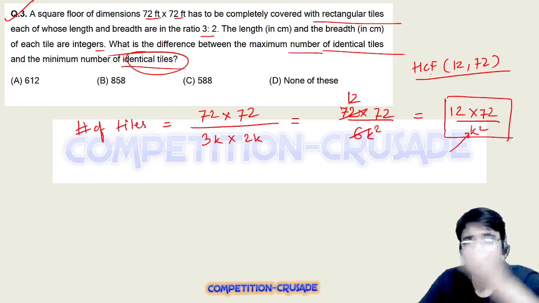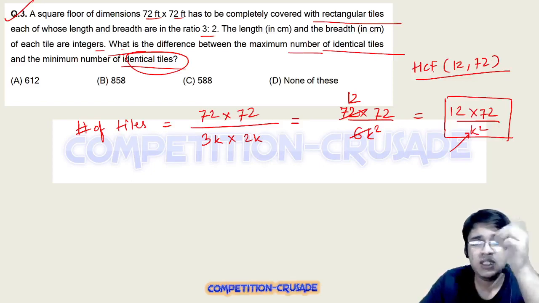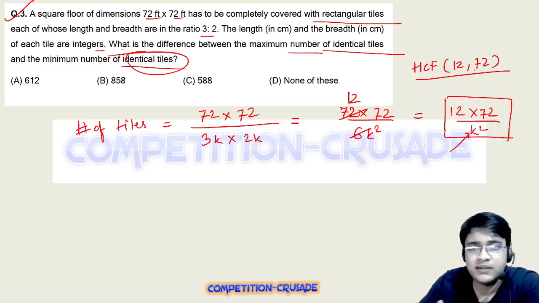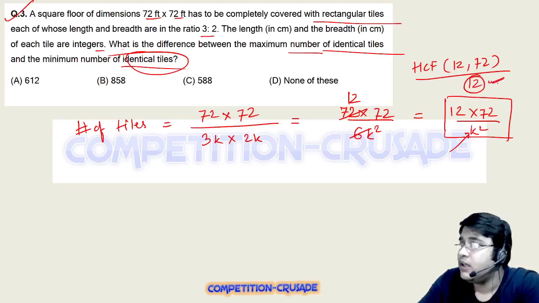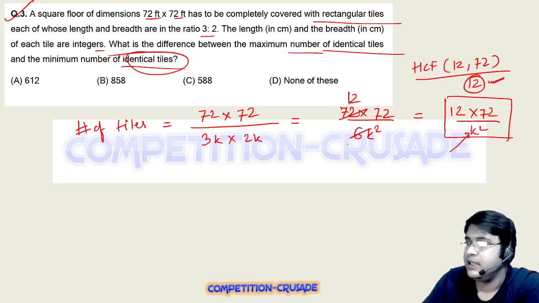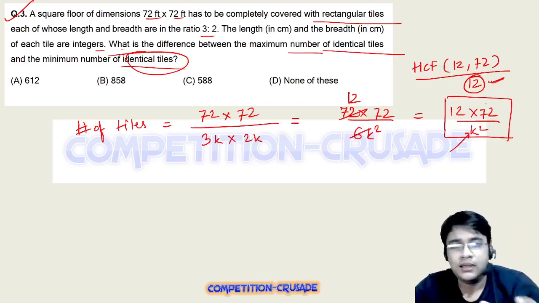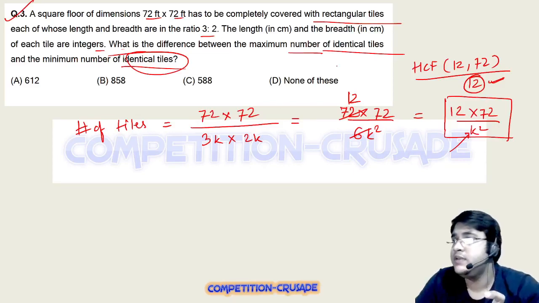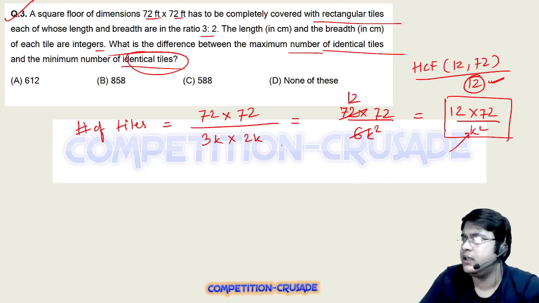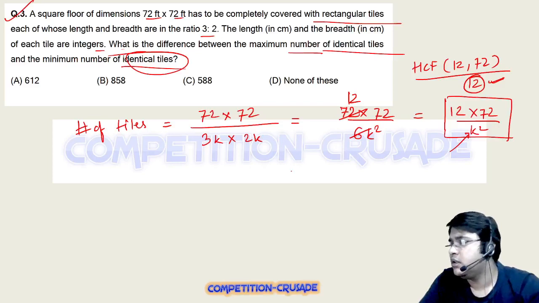Obviously 12 cuts 72, 6 times, so the HCF will be 12 itself. Now what do I mean by this 12? For the maximum number of tiles, what is the question? The difference between the maximum number of tiles and the minimum number of tiles. But let's calculate this thing. So let's do this.